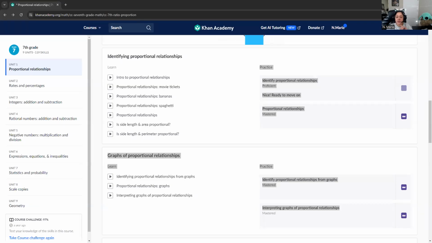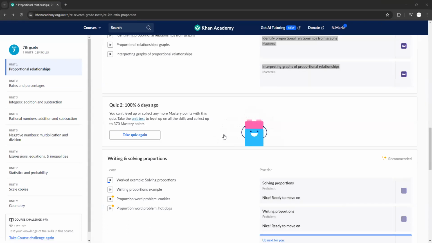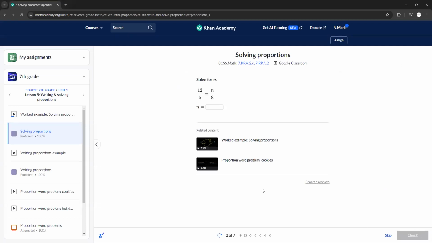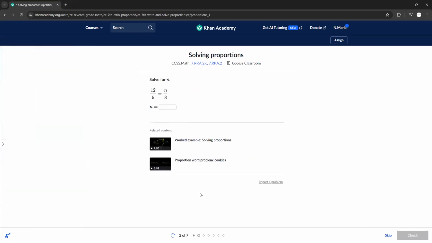Welcome. We are now finishing up the proportional relationships unit. And so we're going to start with solving proportions. In order to do these, you have to know how to do one-step equations, sixth grade math, mentioned that before in previous videos. Okay, so here you need to cross multiply 12 times 8.